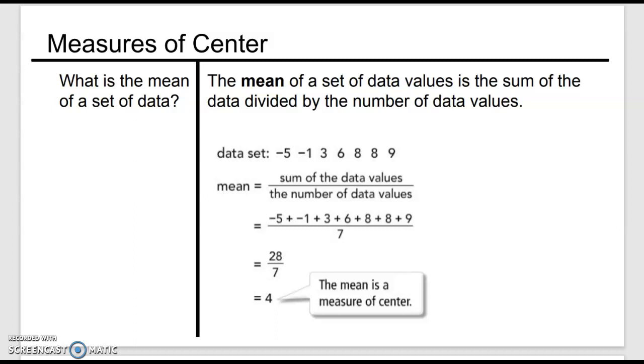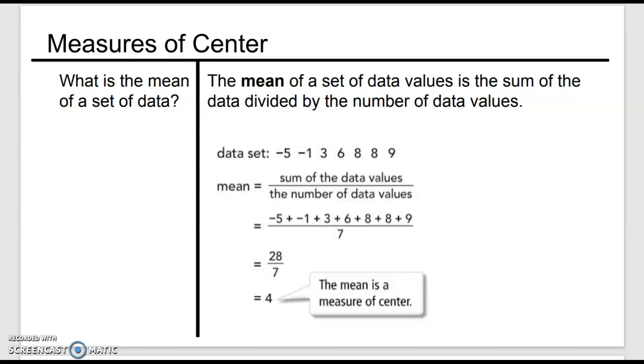What is the mean of a set of data? The mean of a set of data values is the sum of the data divided by the number of data values. For example, if you follow along with your notes, you will see that you have a data set of -5, -1, 3, 6, 8, 8, and 9.